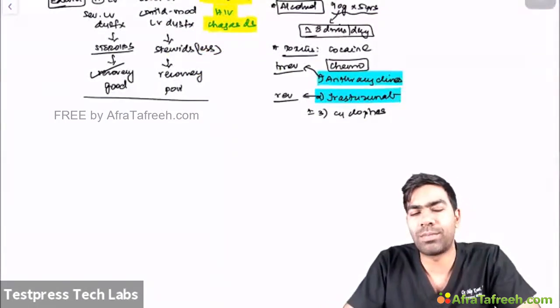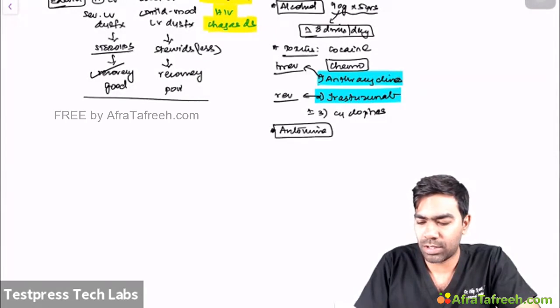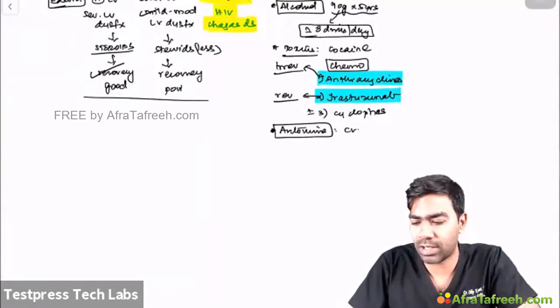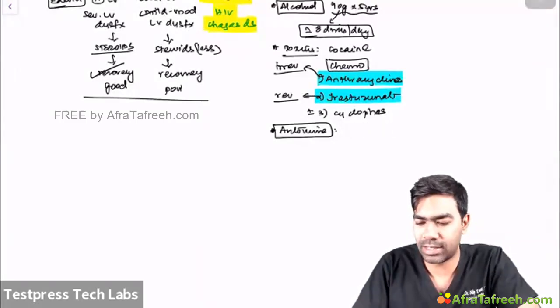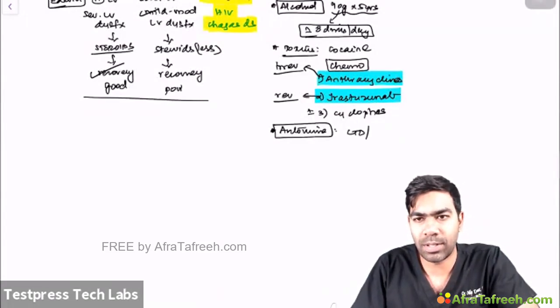So apart from toxins, what else do you have? You have some autoimmune processes which can cause dilated cardiomyopathy. A variety of autoimmune processes can cause cardiomyopathy, like many collagen vascular disorders, connective tissue disorders. I can write CTD itself in the first place, like polymyositis and scleroderma, which can cause dilated cardiomyopathy.